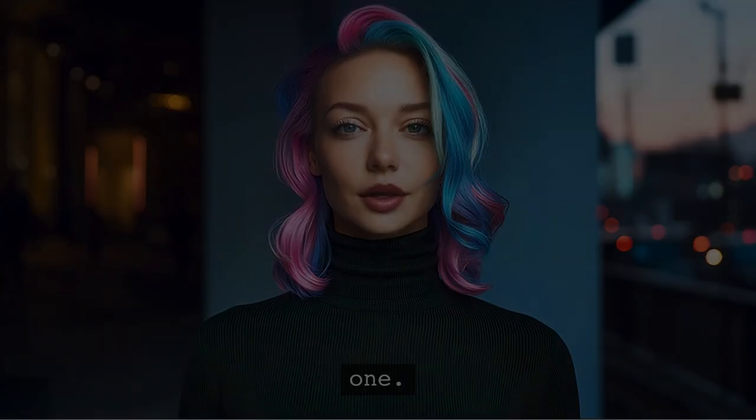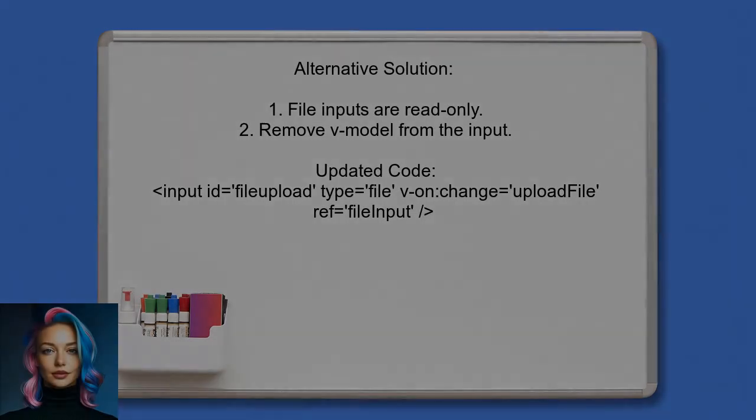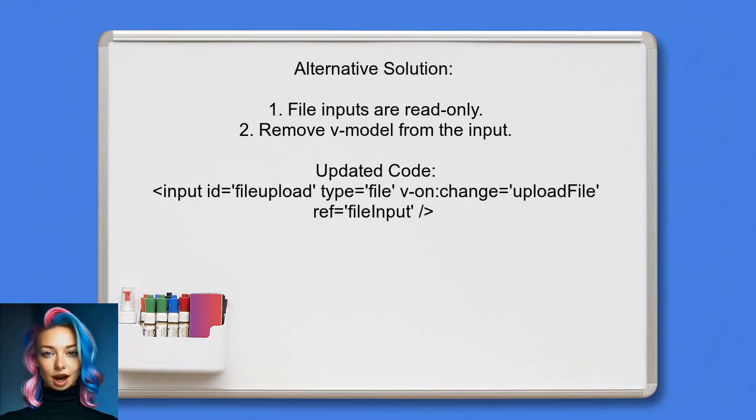Let's explore another one. An alternative solution suggests that file inputs are read-only, so you should not use v-model on them. Instead, simply remove the v-model binding from your file input.